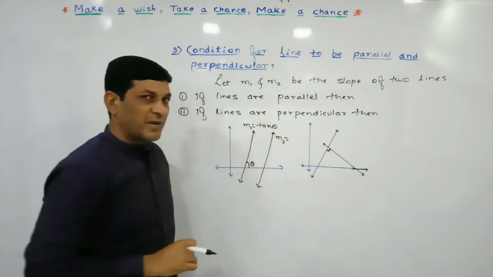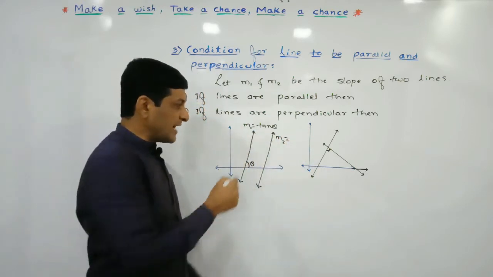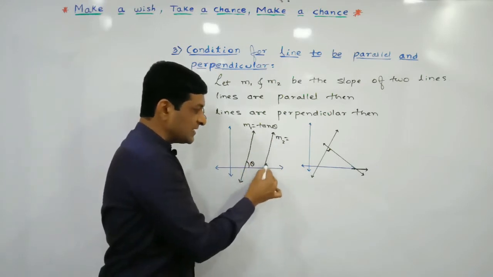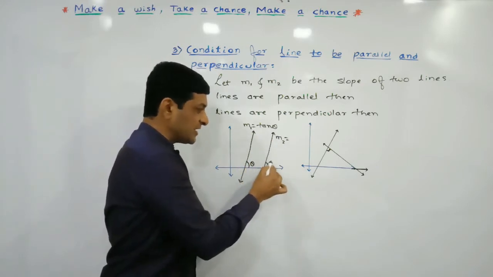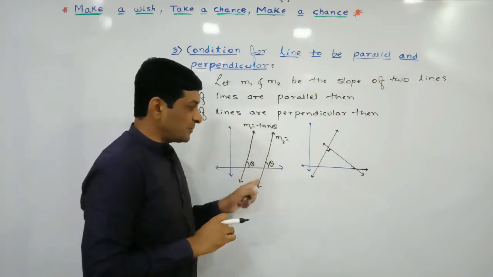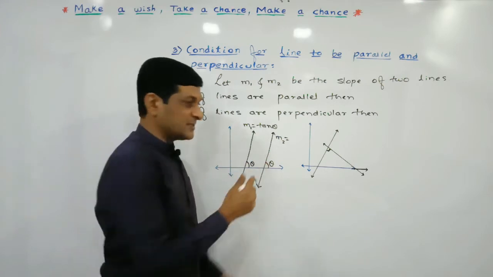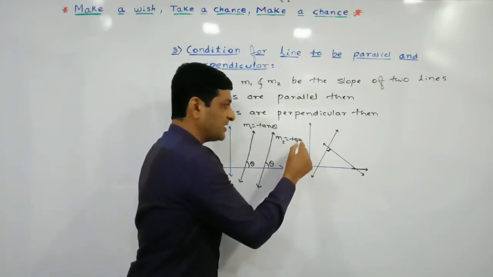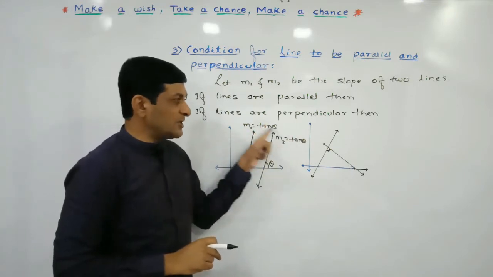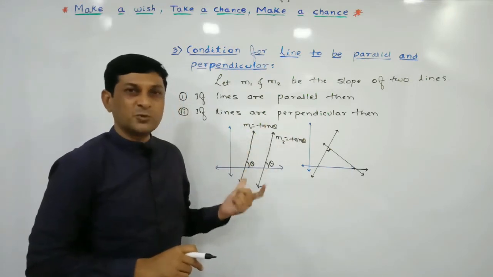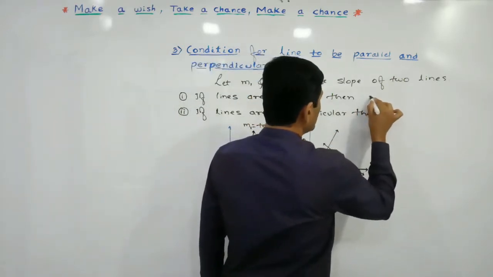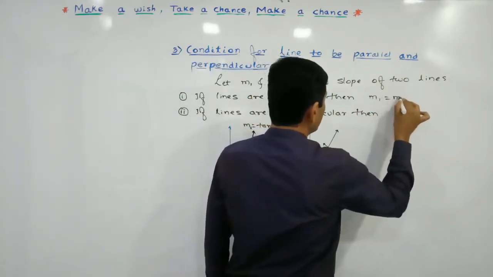Now we are trying to find the value of m2. We know that if two lines are parallel to each other, then a pair of corresponding angles are equal. If this angle is theta, we can say that this angle is also theta. So what is the slope of this line? If the inclination is known to us, then the slope is nothing but tan theta. Now we can observe that the values of both m1 and m2 are the same. It means if two lines are parallel, we can say that their slopes are equal. Or if slopes are equal, we can say that the two lines are parallel.